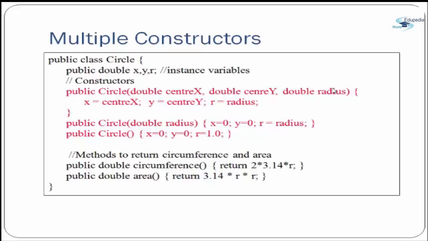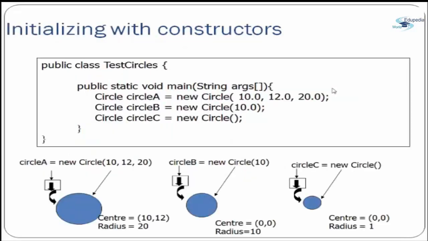Fine. So now you can see we have three constructors, and thereby we have the option to create an object in three ways: either by passing nothing, or by passing a radius, or by passing the points and radius. And we have two methods, circumference and area. Fine. So now let's move forward to initializing a constructor.